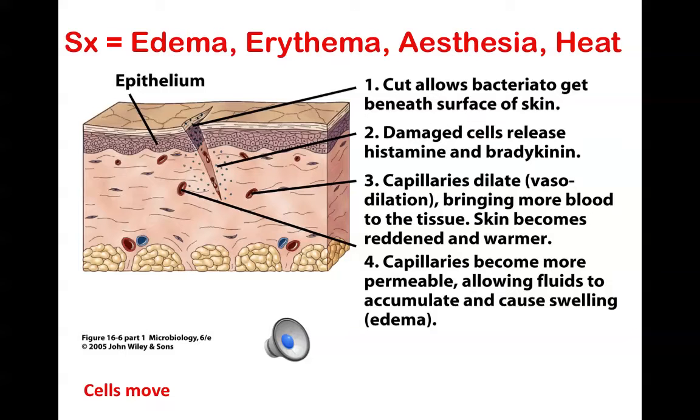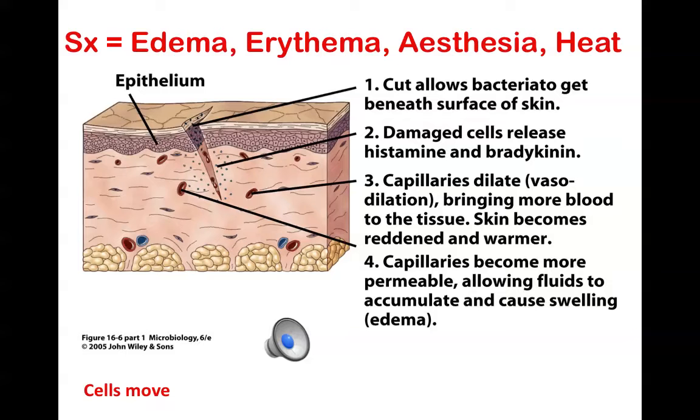The inflammatory process can be triggered by simply a breach in the physical barrier, such as a cut that allows bacteria to get beneath the surface of the skin. There are unique biochemical features on the surface of the bacteria that interact with the damaged cells within our skin. The release of various types of vasoactive amines, like histamine and bradykinin, trigger further reaction of blood vessels and pain receptors. Capillaries dilate, vasodilation, which brings more blood to the tissues.